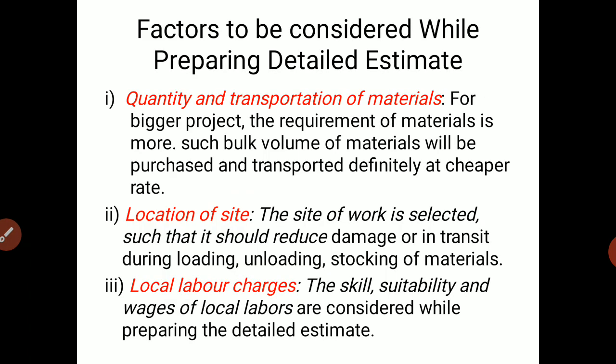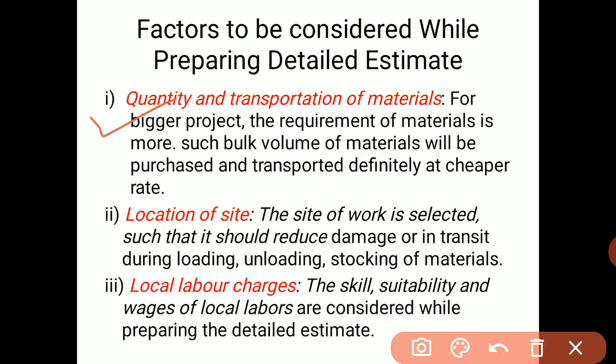Then what factors do we have to consider while preparing a detailed estimate? First, the quality and transportation of materials. Obviously if we use good quality materials, we will get good results and satisfy our customer. Transportation of materials means that cost we are going to add to our total estimation. So this is the main factor we have to consider, that is quality and transportation of materials. Then the second one is location of site.